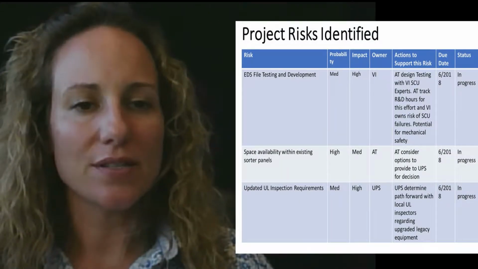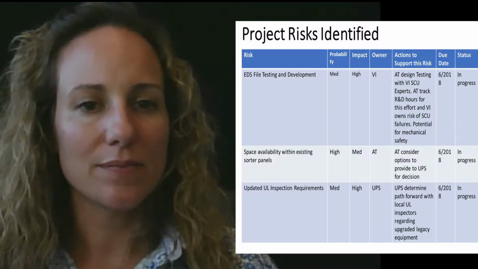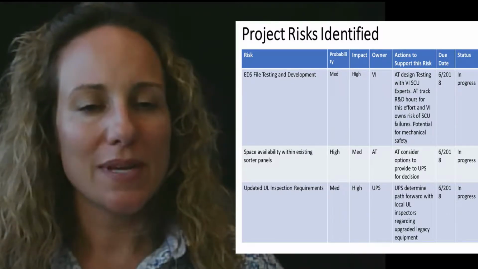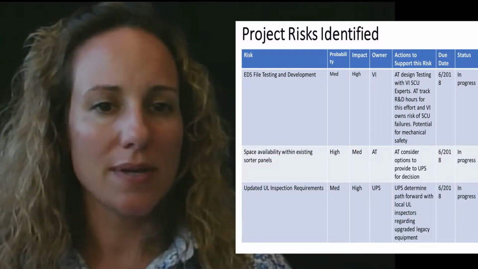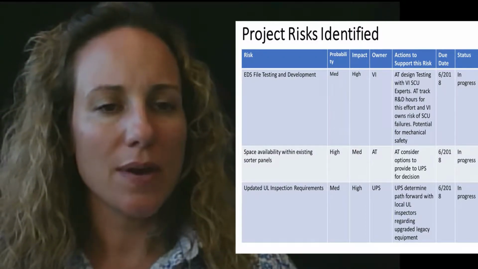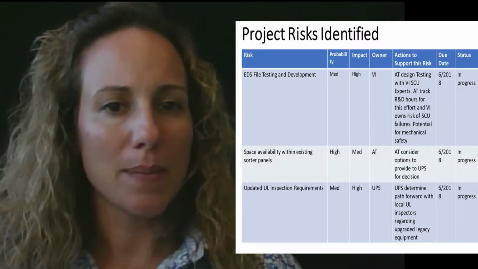Hello. This is a high-level overview of the risk planning process for the sorter refurbishment project. During the engineering design phase, there were three major risks identified: EDS file R&D, space availability within existing panels, and updated UL inspection requirements. I worked with subject matter experts that are familiar with these problems.